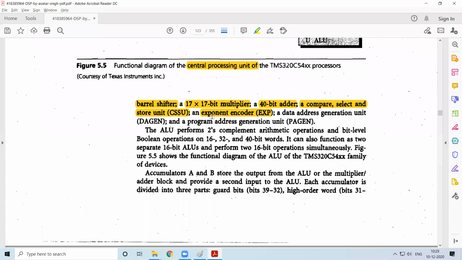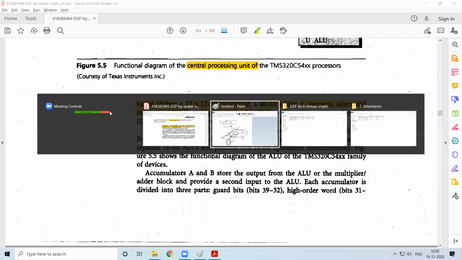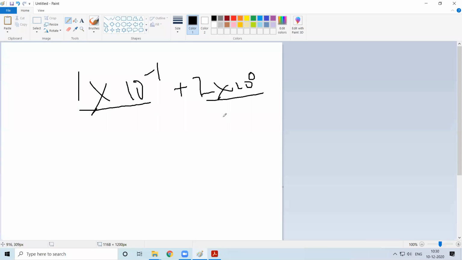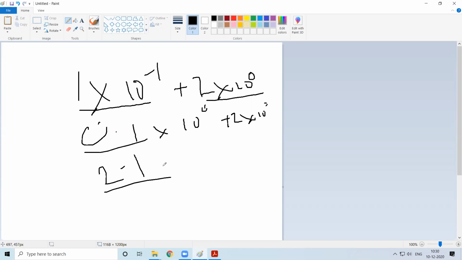Then the exponent encoder. This will be utilized for fractional additions or mathematical operations that we are performing. For example, if we are adding two numbers, say I write 1 into 10 raised to minus 1 plus 2 into 10 raised to 0. Here both the exponents are different, so prior to addition, I have to make both equal. So I can write it as 0.1 into 10 raised to 0 plus 2 into 10 raised to 0. Now I can add the mantissa parts, and the exponent part becomes common. So 2.1 into 10 raised to 0.